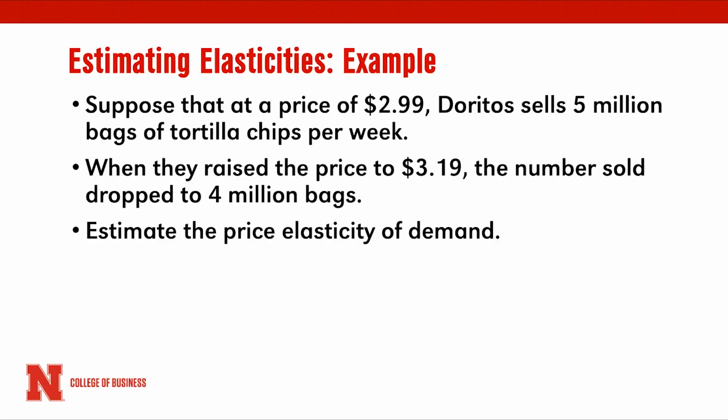And I came up with, in the numerator, 1 over 9 or 0.111. And then in the denominator, I came up with 0.20 over negative 6.18, which works out to be negative 0.032. And if we then take 0.111 divided by negative 0.032, you should come up with an estimate of negative 3.47 for the elasticity of demand for Doritos tortilla chips.